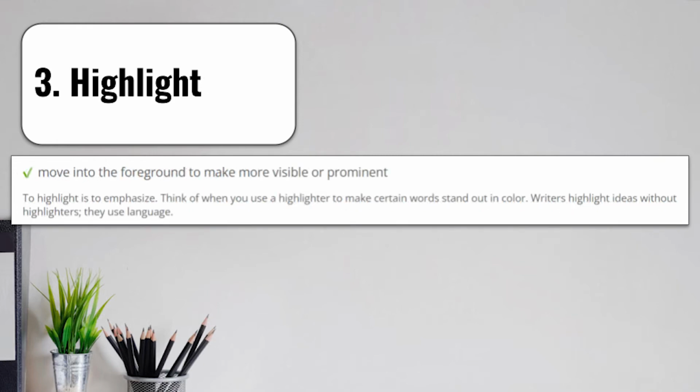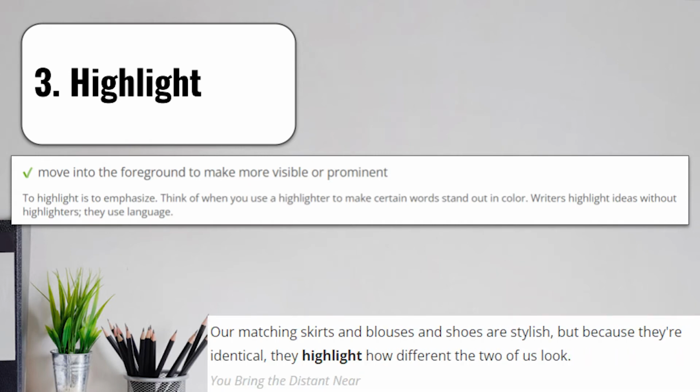Word number 3 is highlight. To highlight is to move something into the foreground to make it more visible or prominent. It's like if you take a highlighter and you highlight something yellow, you're trying to set that thing apart. To highlight is to emphasize, the word we just talked about. It's to bring something in front, in view, and make everybody know that it's important. Think of when, like I said, you take a highlighter to make certain words stand out. If I make something yellow, orange, green, etc., it's going to be easier for people to see.